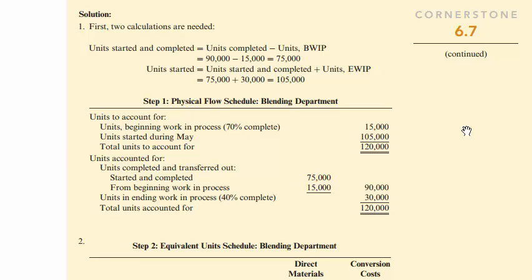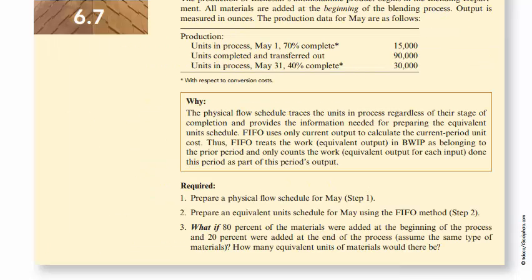Okay, so 2 calculations are needed. First, we've got to determine what were the units started and completed. And we use the information that was already provided to come up with that. They told us that 90,000 were completed, and then we've got to back off the 15,000 to come up with 75,000. Well, where did that 15,000 come from? The 15,000 was the units in process that were 70% complete at the prior month.